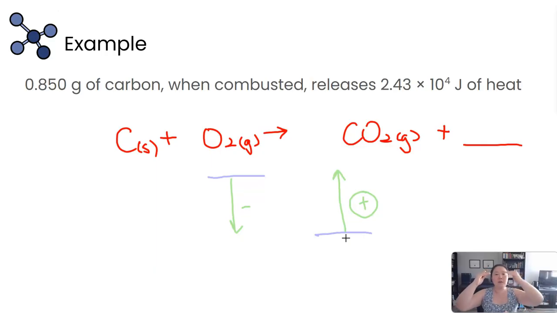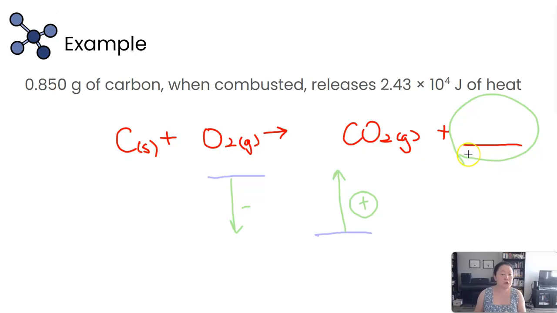To make these energies equal, I have to add in this much to get to where the energy of my reactants was. And so that's the amount of energy that you're going to be adding on to the appropriate side, which in this case is your products. Now, what number do we put in here?